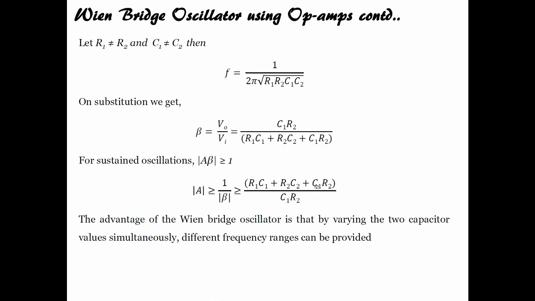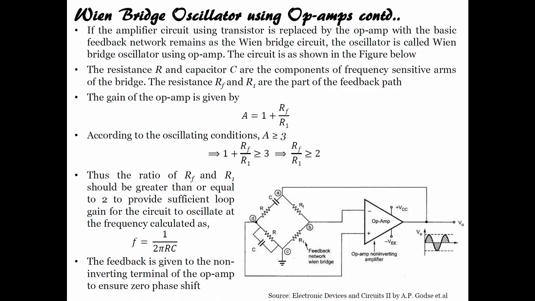But the advantage of Wien bridge oscillator, right, is that by varying the two capacitor values simultaneously, we can have different frequency ranges. This is the advantage of Wien bridge oscillator. Second, there is no phase shift required in the feedback network, right. That is the second advantage of the Wien bridge oscillator, right.